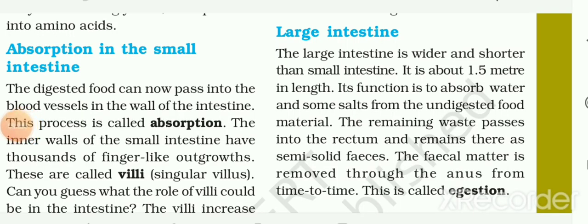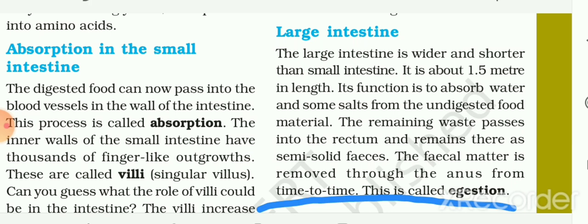The next part is the large intestine. It is wider and shorter than the small intestine. Its length is about 1.5 meters and its function is to absorb water and some salt from the undigested food materials. The remaining waste passes into the rectum and remains there in semi-solid form. The fecal matter is removed through the anus from time to time and this process is known as egestion.